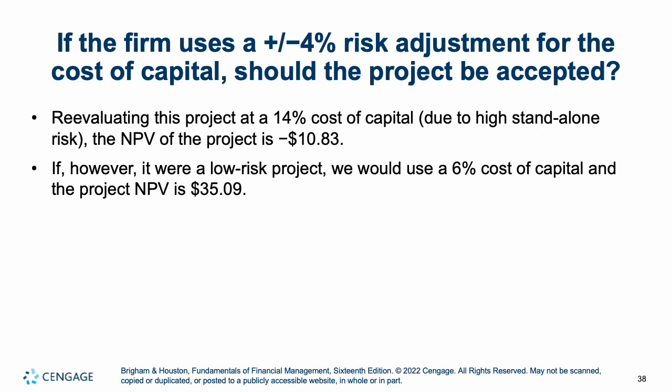If a firm uses a plus or minus 4% risk adjustment for the cost of capital, should it be accepted? So if we're adjusting plus 4% because it's high risk, we would now have a negative NPV using a 14% cost of capital instead of 10%. So we would not take it. If it was a low-risk project and we use 6%, it would have a 35.09 thousand positive NPV. We would take it. So remember, cost of capital varies based off of risk. So that has to get factored into the analysis as well.